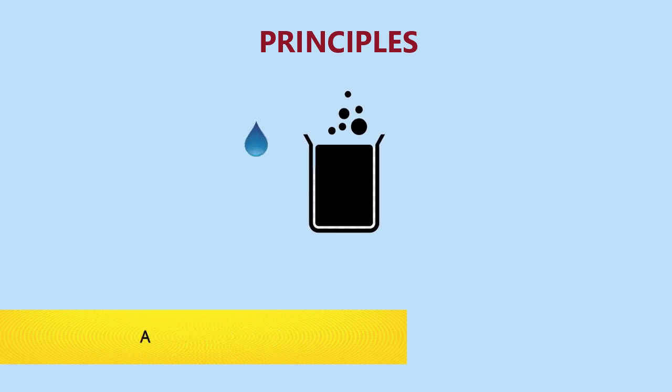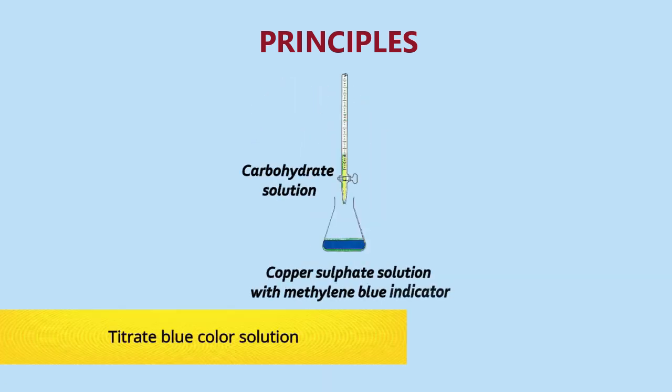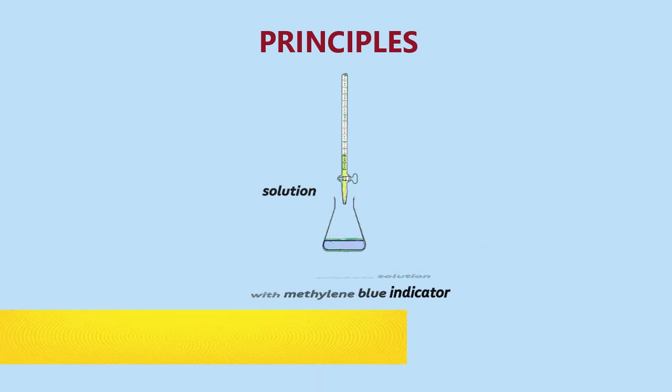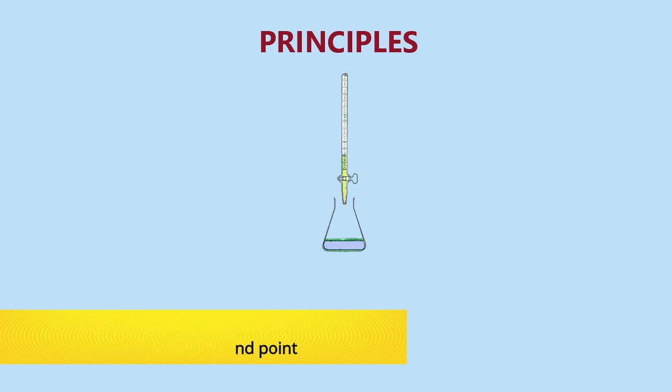Methylene blue will then be added, which acts as an indicator, and our carbohydrate solution will be titrated with this blue Fehling's solution until discoloration occurs. The volume of sugar solution required to reach the endpoint will be recorded, and from here, appropriate calculations can be done to determine carbohydrate.